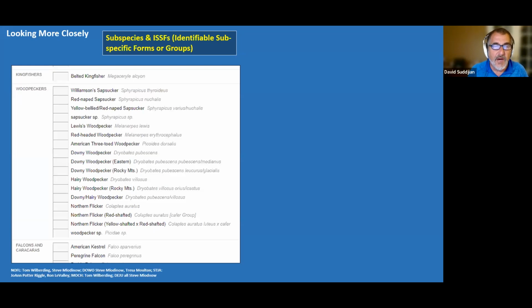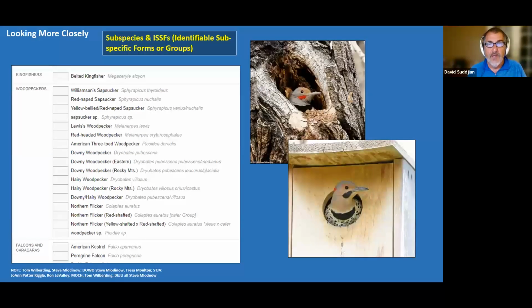But what we can focus on is we see that in parentheses on our eBird list, it gives us some options for different forms below the species level. And eBird uses things that are either full-on subspecies or often are groups of subspecies that go by this name of subspecific forms.